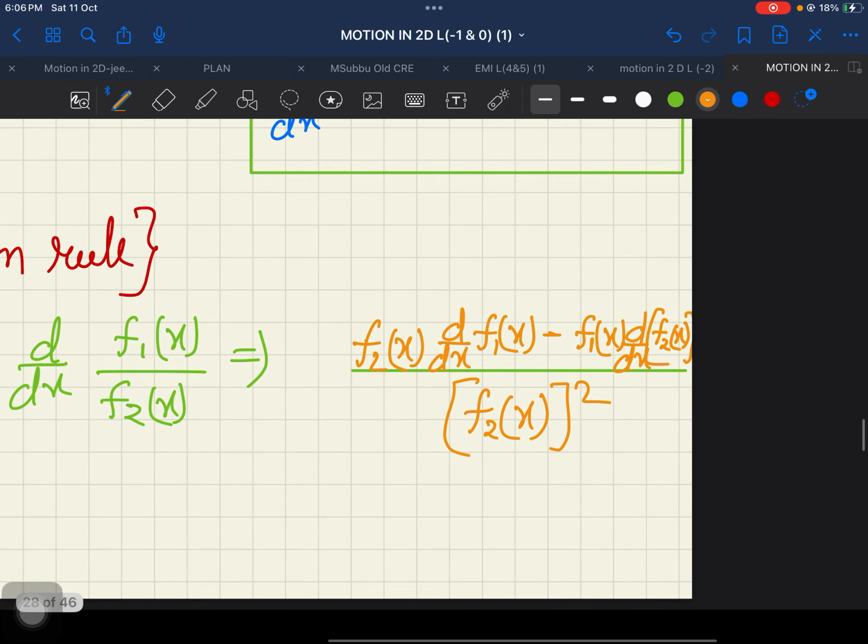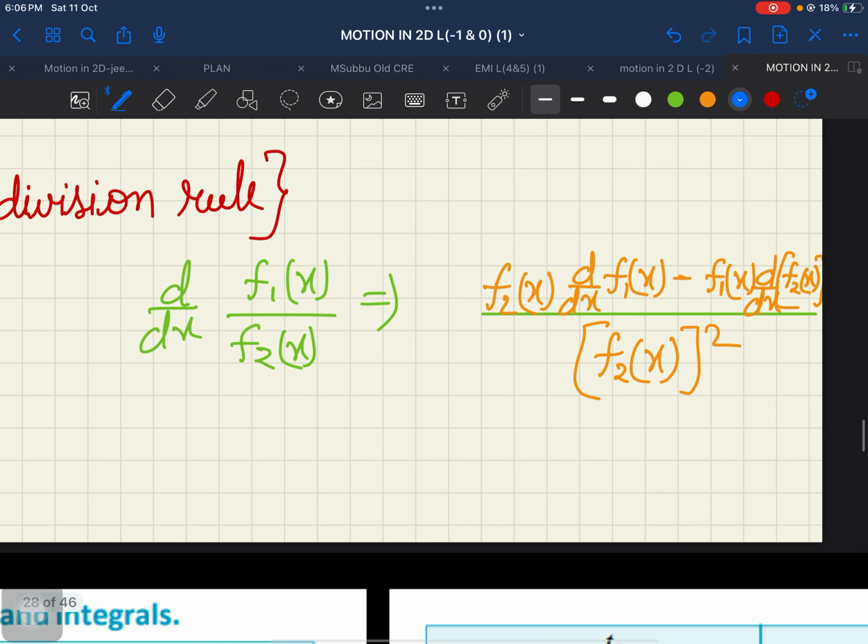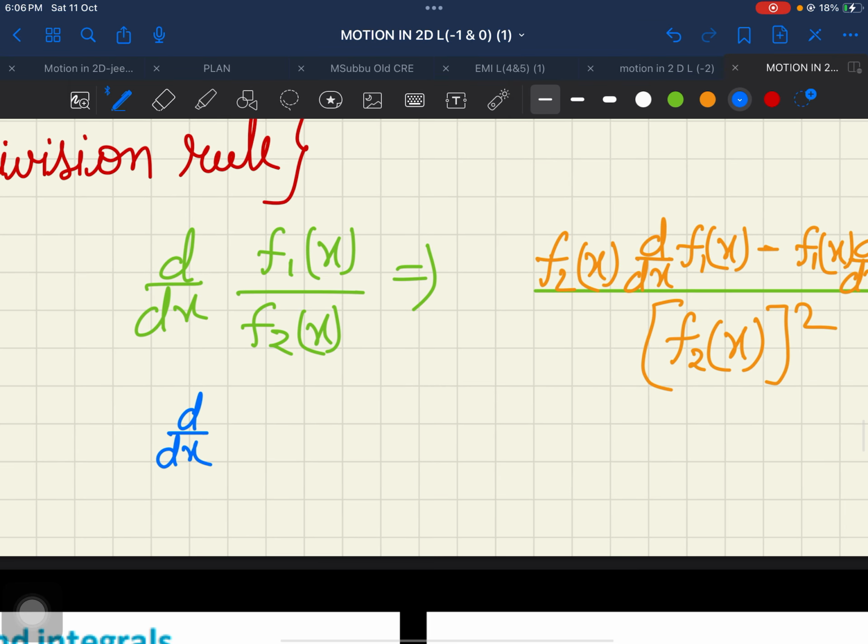Let me tell you with an example. Again, the differentiation d by dx of sin x by x. In this case, you have to use the division formula again. This is your first function, and this is your second function. The denominator is the second function, so second function square in the denominator.